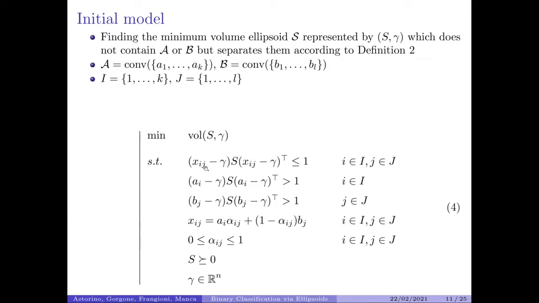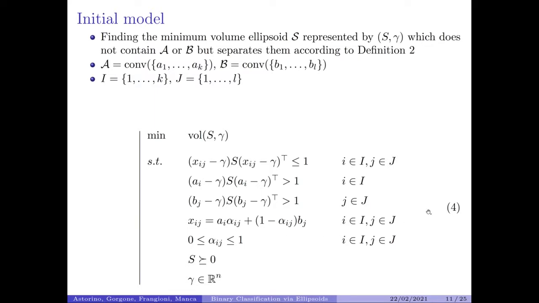And the first constraint is telling us that we want at least one point of the convex combination of Ai and Bj to sit inside of the ellipsoid S. As you can see, this program is difficult to solve because it is non-linear, since we are multiplying the variable S with gamma, which is another variable representing the center of the ellipsoid, and we're also multiplying S by xij, which depends on the variable alpha ij.